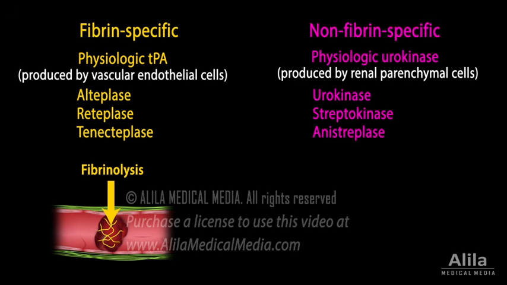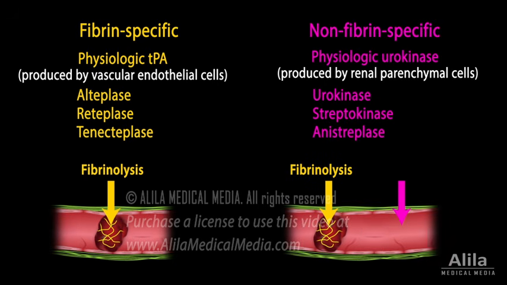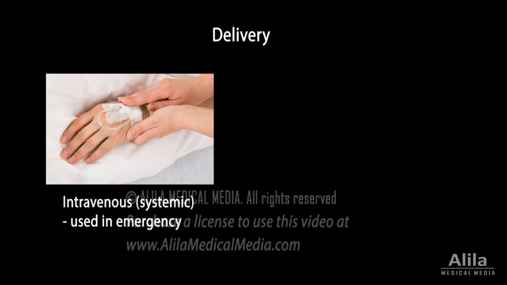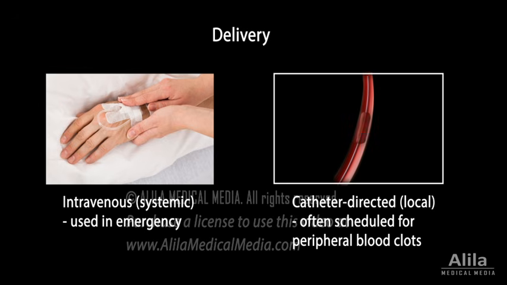Non-fibrin-specific agents, on the other hand, also act on circulating plasminogen to produce plasmin. Because plasmin can also cleave fibrinogen, the circulating precursor of fibrin, these agents are associated with a higher risk of systemic bleeding. Thrombolytic therapy can be administered intravenously for systemic delivery, or via a catheter to the site of blood clots for a more localized action.